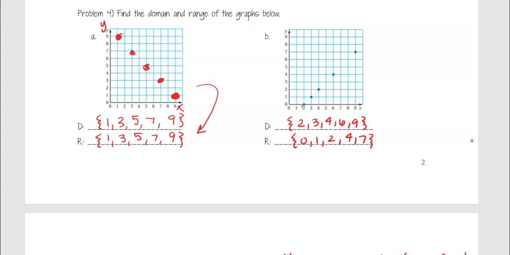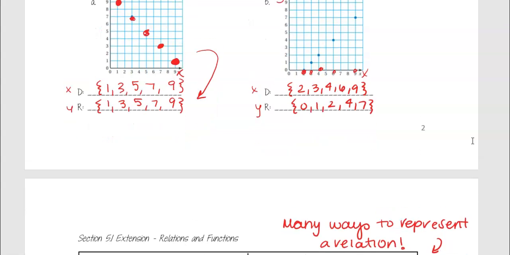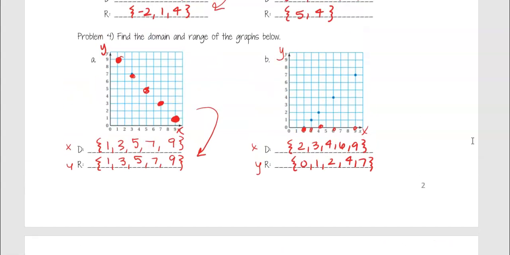Same thing here. Look at my x values. 2, 3, 4, 6, and 9. And my y values. Label your axes right away to help you. Label your domain and range. If you need to go like that, go like that. Okay, great job, guys. This is 5.1, finding domain and range.